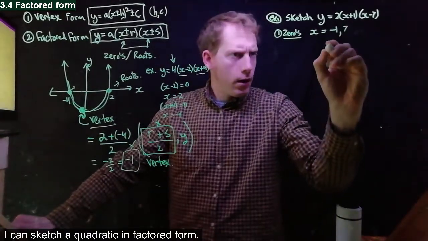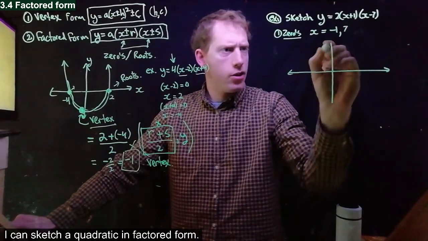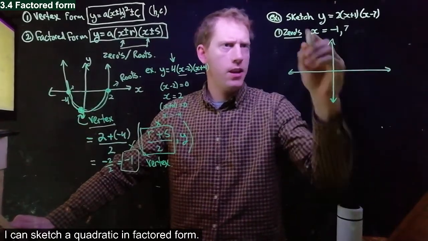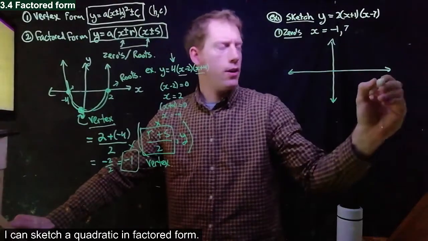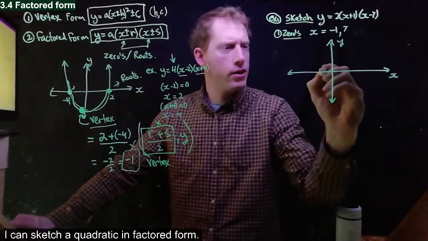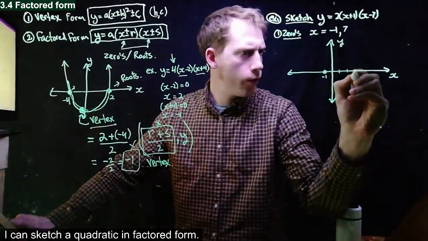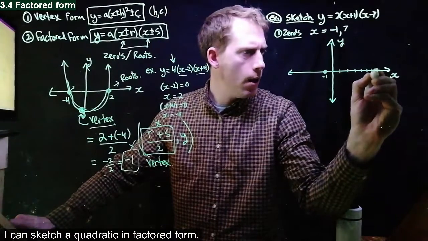So then, what you're going to do, you must sketch. Sketch means that you don't need graph paper. If it says graph, you use the graph paper. So this will be x and y. We put those 2 points on. Put a dot. Negative 1 and 1, 2, 3, 4, 5, 6, 7. Put a dot.